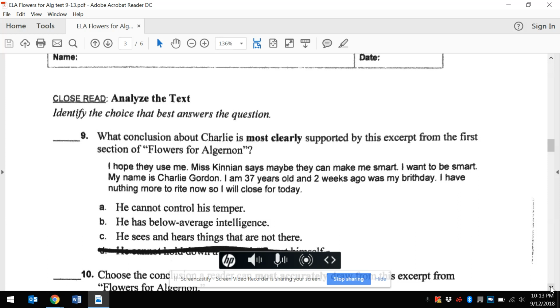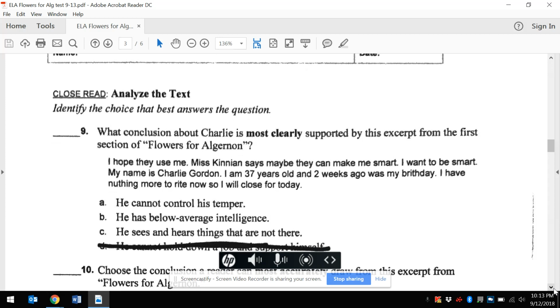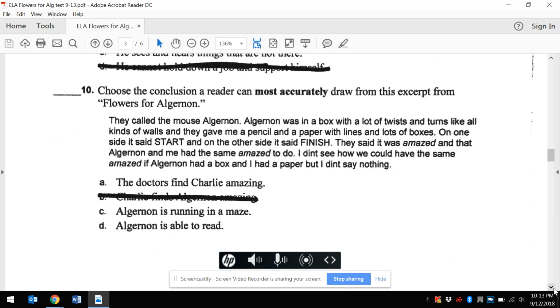So which conclusion is supported by the text? A, he cannot control his temper. B, he has below average intelligence. C, he sees and hears things that are not there. 10. Choose the conclusion a reader most accurately can draw from this excerpt.